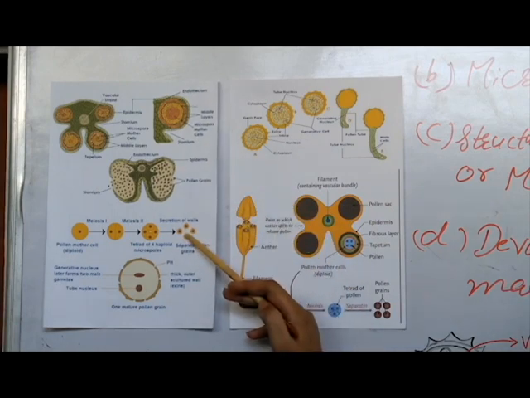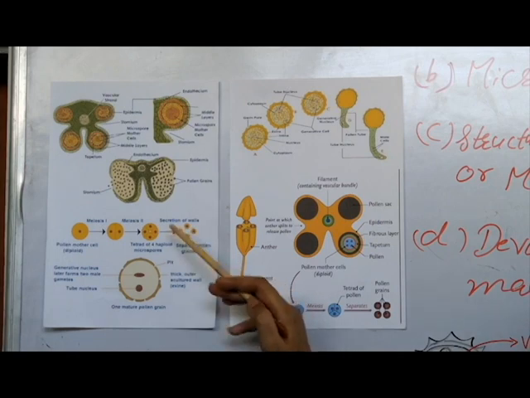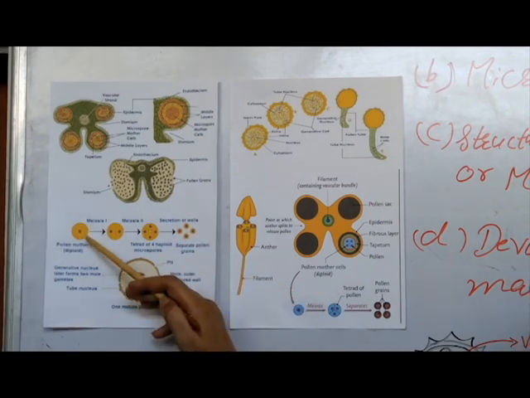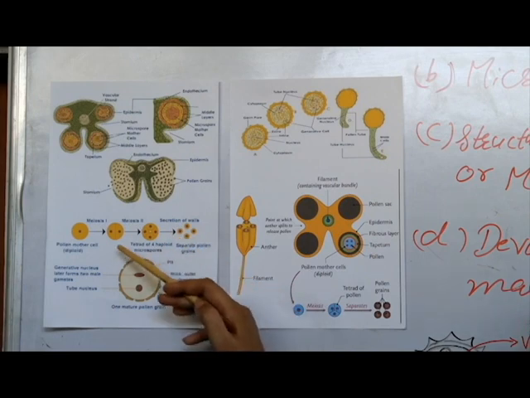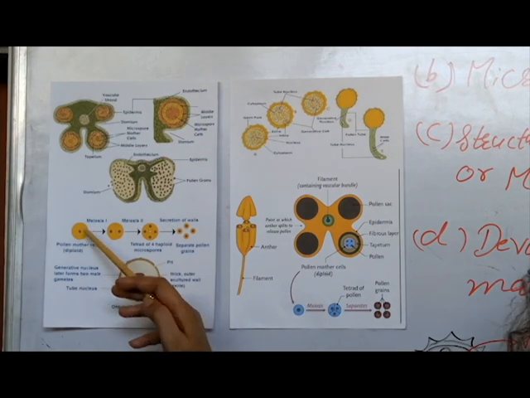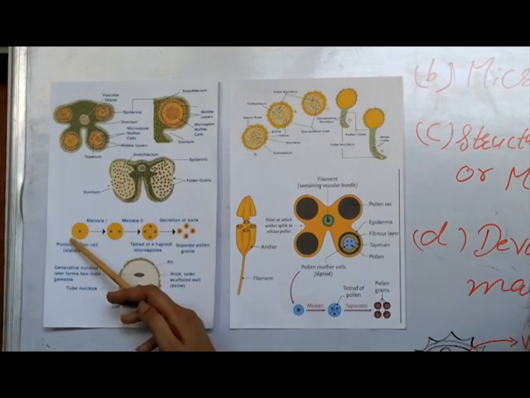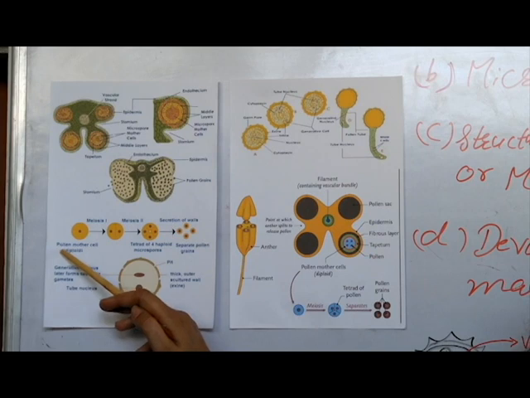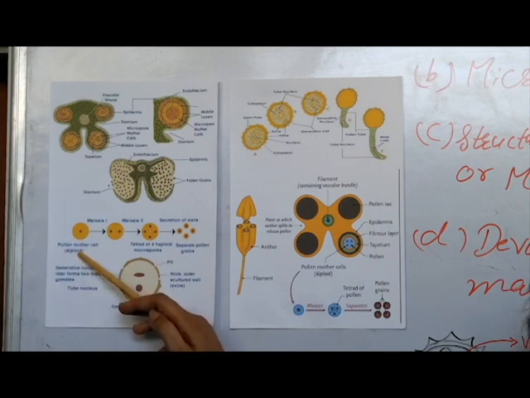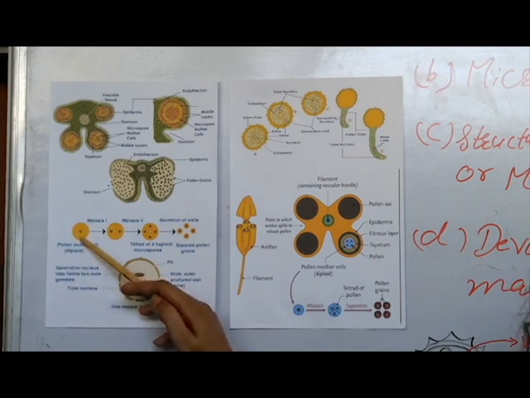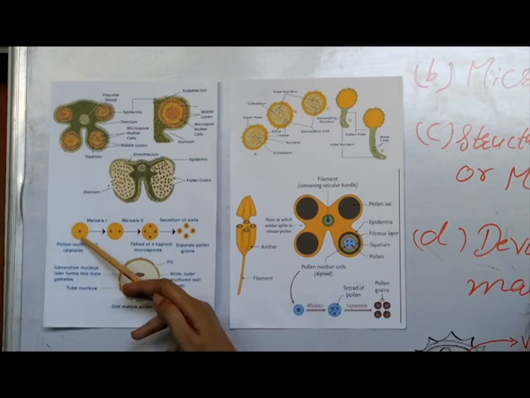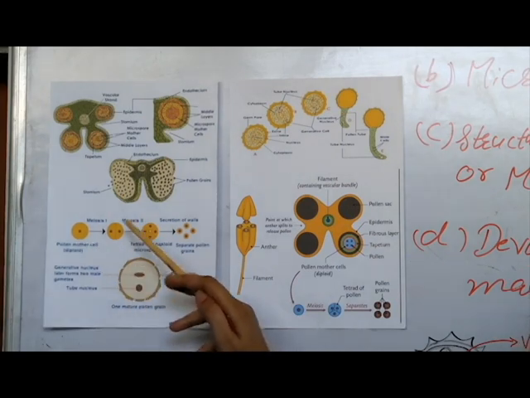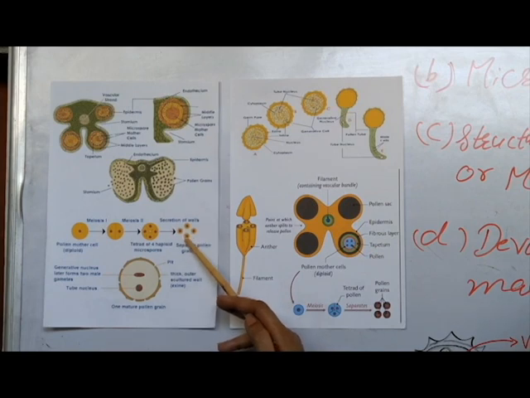This process of developing microspores from microspore mother cell is called microsporogenesis. So this is the second event. You can see here from sporogenous cells, microspore mother cells or pollen mother cells are formed. These are also called MMC and they are diploid. What is the meaning of diploid? They have a double set of chromosomes. Each microspore mother cell produces 4 microspores or pollen grains.